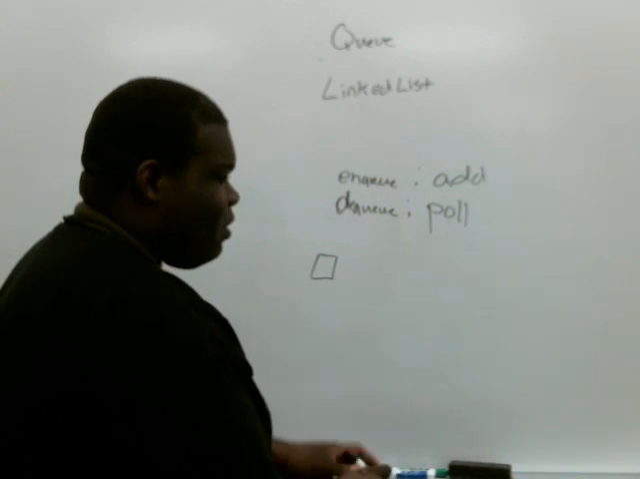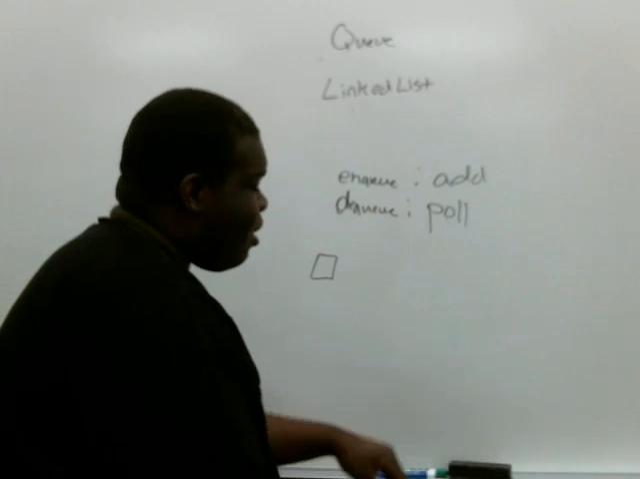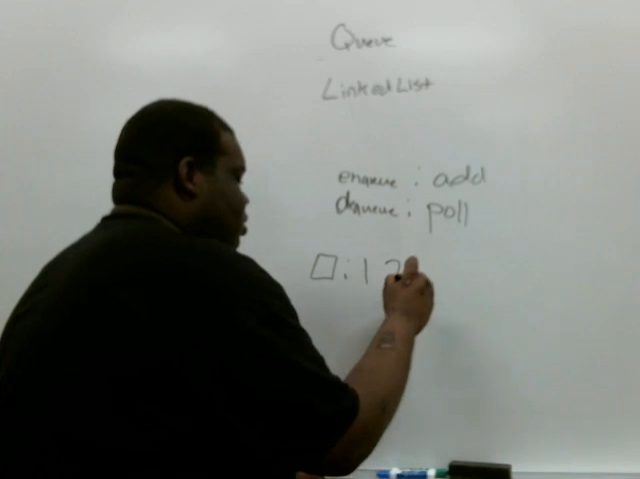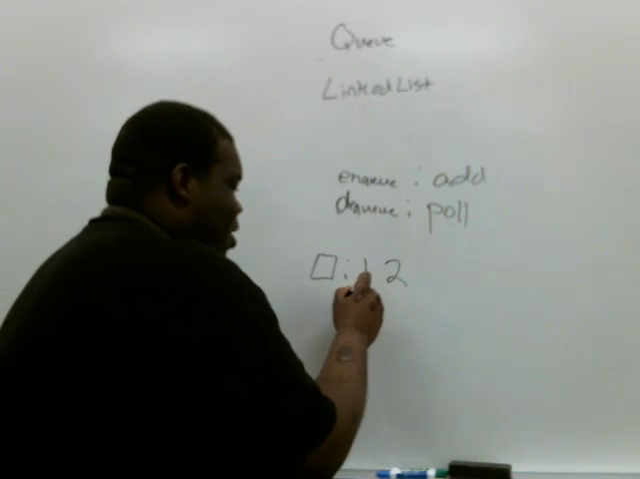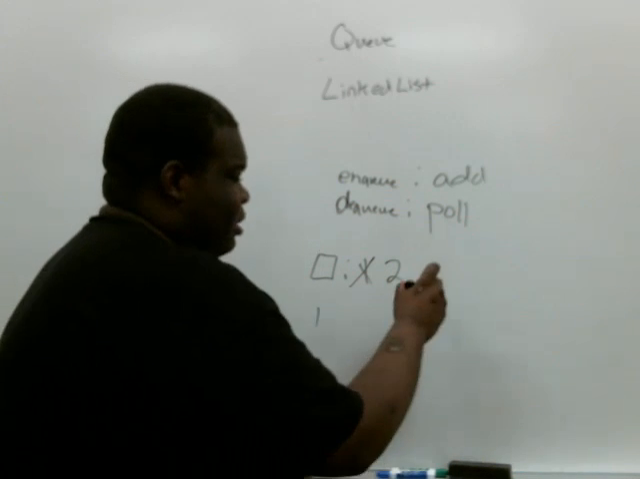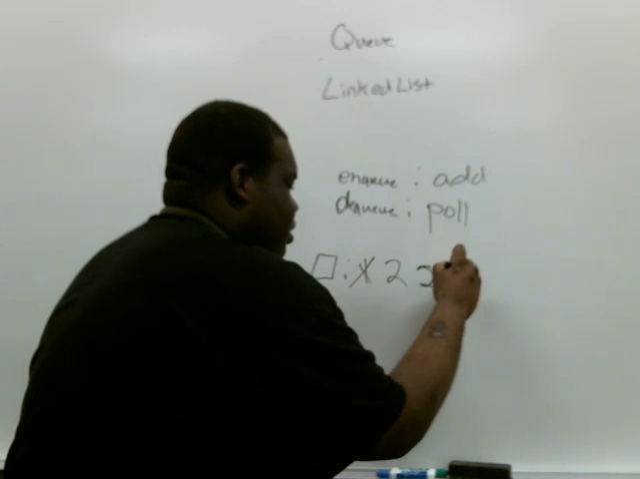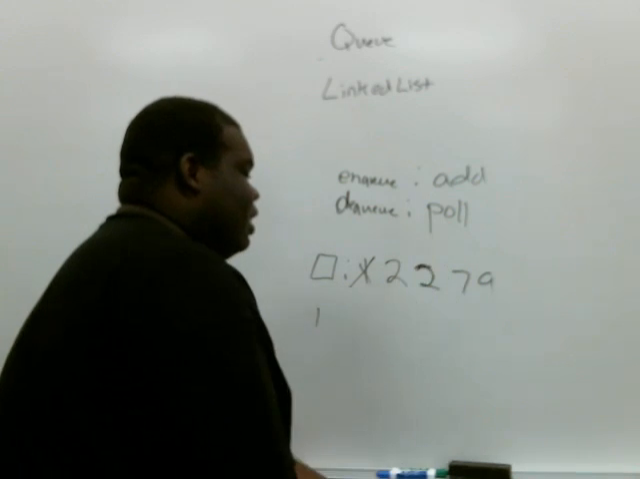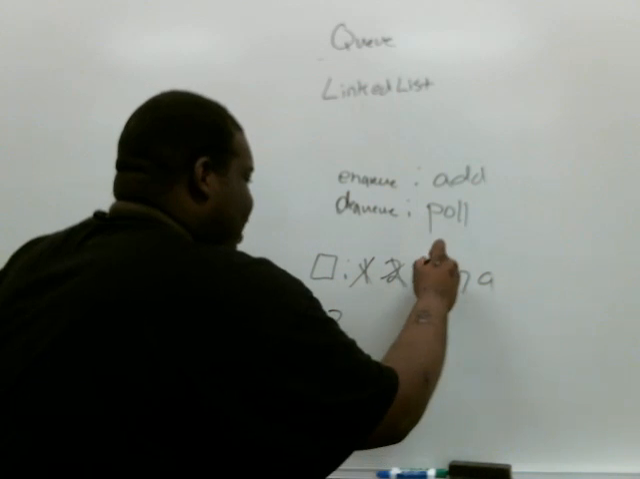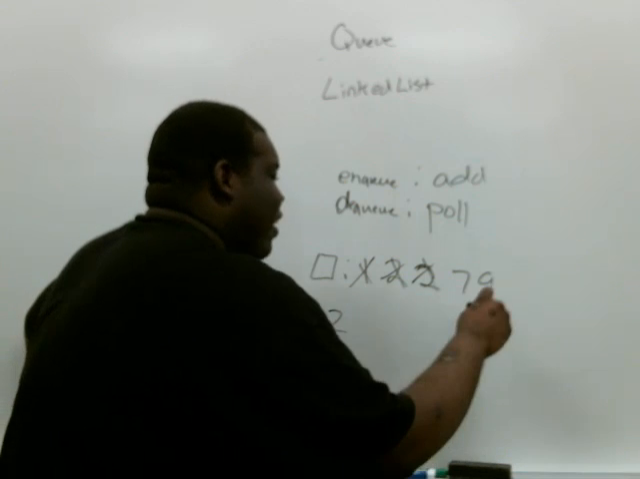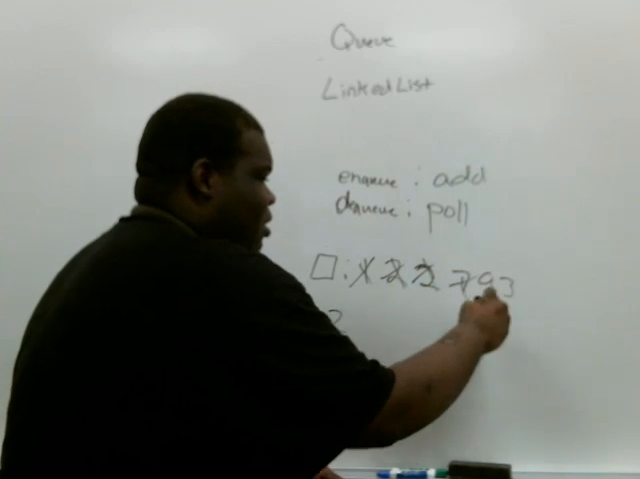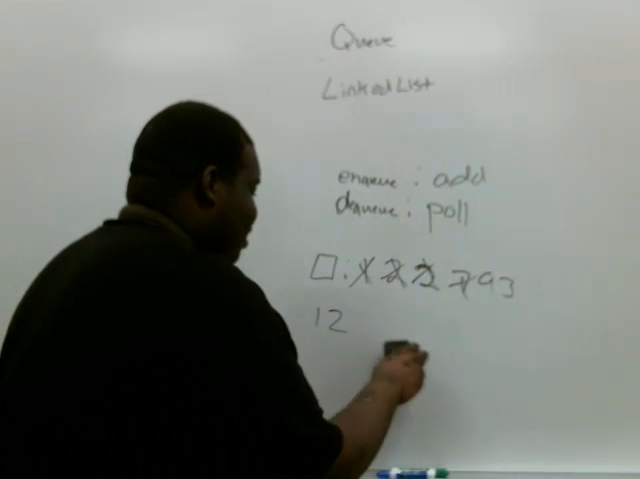Let's say here's our queue. Let's say that we add 1. Let's say that we add 2. Let's say that we poll. If we poll, we get 1, so now that's removed. Let's say that we add 2, 7, and 9. Let's say that we poll. Now we get 2. Let's poll again. We get the second 2. Let's say that we add 3. Let's poll again. We get the 7. You get the picture?